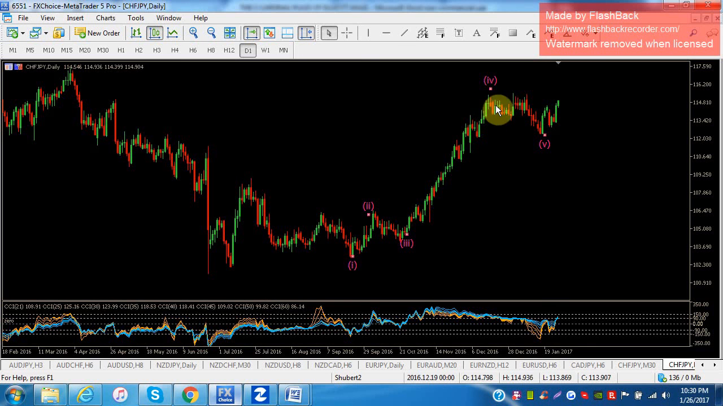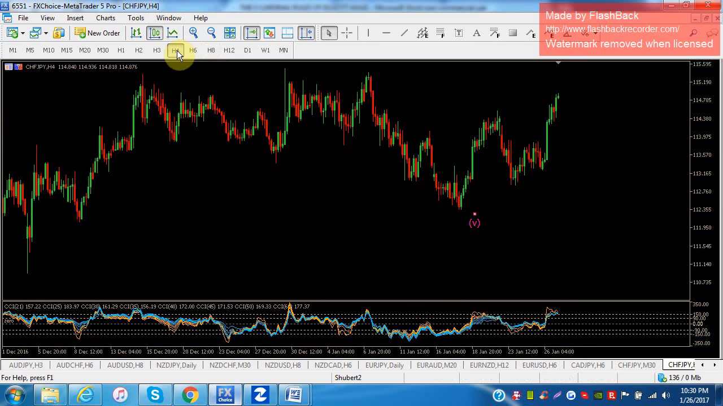And it's not so important that I label it, although this is an easy way to label, because you can clearly see you got a 1, 2, a very long 3, and now, you know, an ABC for 4, and now we're heading up for 5. Okay, so the bottom line on this pair, I'm looking for longs for now.